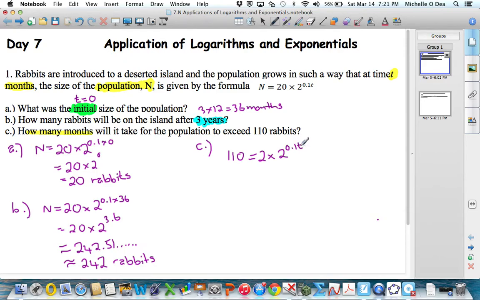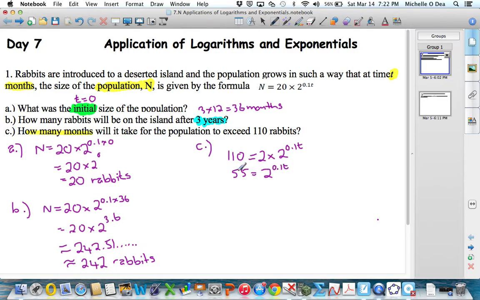Right, there's a number of ways you can do this. You can do it algebraically, or ultimately you will need your calculator, or you can go straight to your calculator. I'm going to show you 3 different ways that you could do this. I'll start with algebraically. So the first thing I'll do is I want to get T by itself. I'm going to get rid of this 20. So I'll divide both sides by 20. So I'll have 5.5 equals 2 to the power of 0.1 T.